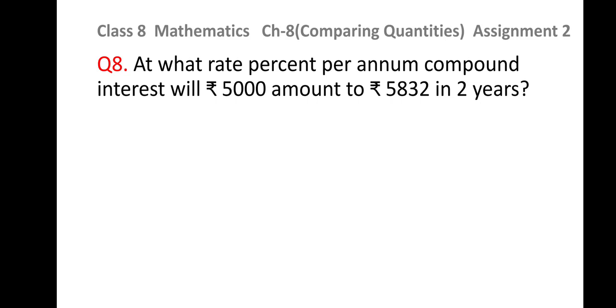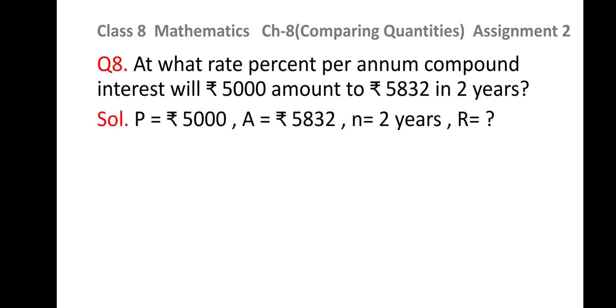Now question number 8: At what rate percent per annum compound interest will rupees 5,000 amount to rupees 5,832 in 2 years? This is a question on the compound interest concept, and this time we need to find the rate percent. Amount is given to us, that is 5,832. So principal is 5,000. N is given to us as 2 years. We need to find out the rate percent, that is R.